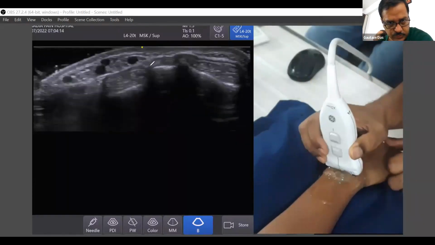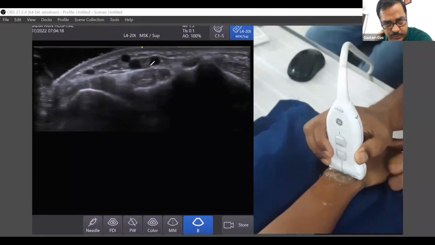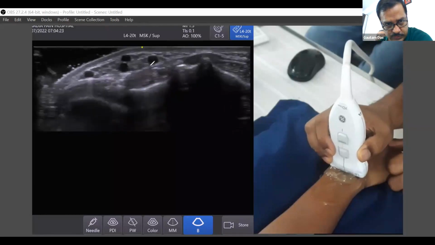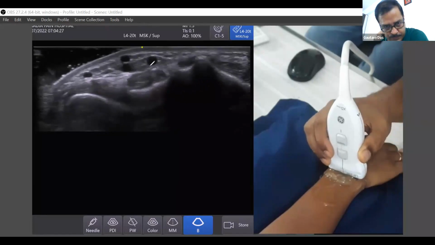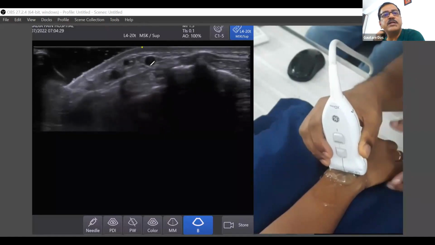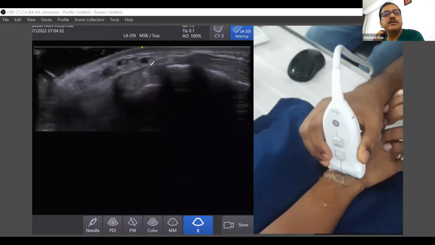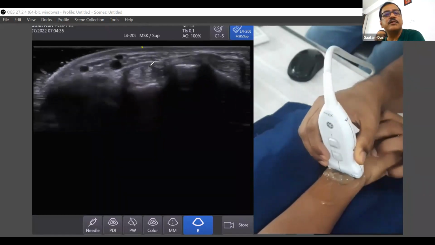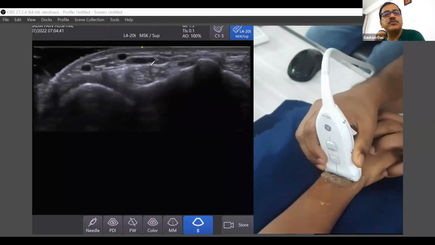So this was your Lister tubercle. Just beside is your extensor pollicis longus, and here is your extensor digitorum. And if I'm moving the index finger, see, it is becoming tendinous. And if I'm putting it down, the muscle part is coming. See, in flexion it's tendinous, and when extension, it is muscular.